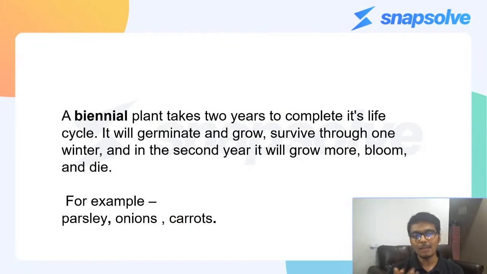Now I come to the second type of plant. Okay, the second type of plant is a biennial plant. Biennial plant is which takes 2 years. Bi मतलब दो. So biennial plant takes 2 years to complete its life cycle. That is seed to seed. Okay, it will germinate, grow, survive, and then it will bloom and die. Okay, so biennial plants, it completes its life cycle within 2 years.